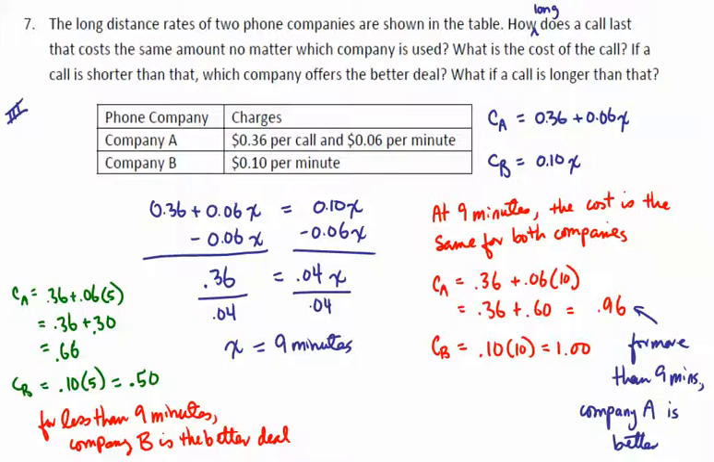Okay, so we had two different equations, each representing cost for a particular company, and we wanted to find out for how many minutes the cost would be the same. So we took those two equations and set them equal to each other, solved for x, and we found the number of minutes for which they were equal. Above that, one company is a better deal. Below that, the different company is a better deal. And so we used our algebra to analyze which company would be better and when it would be better.